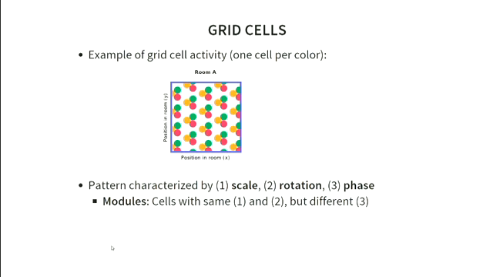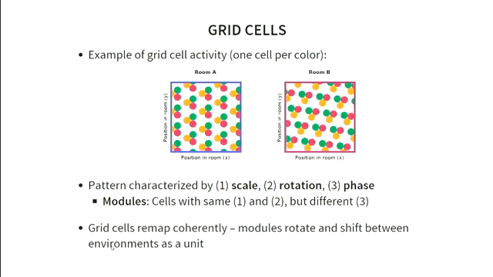These grid cells then are said to belong to the same grid module. Now in contrast to place cells, grid cells maintain these relationships when the rat is moved over to a different room. So we see here that the firing patterns have changed, but they have all rotated and offset in the same way. So this sort of solves the problem of remapping from place cells.